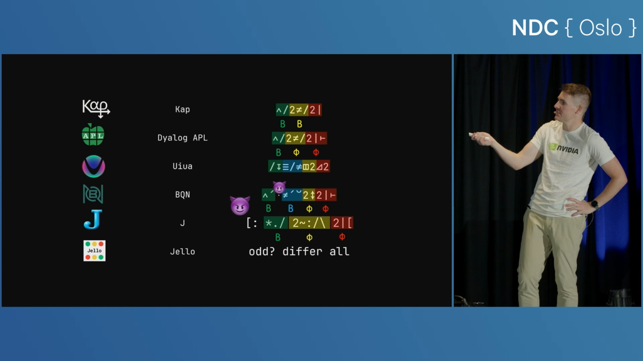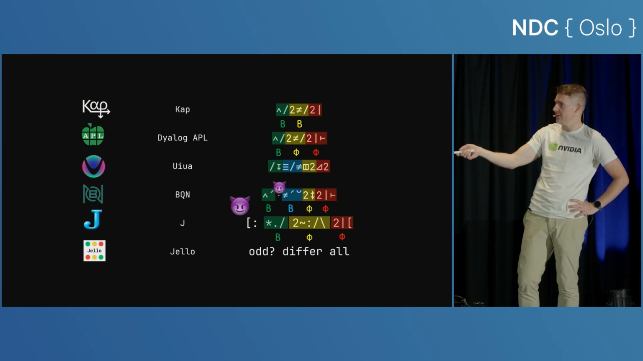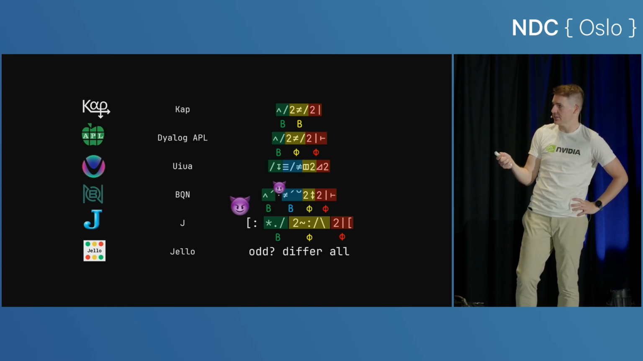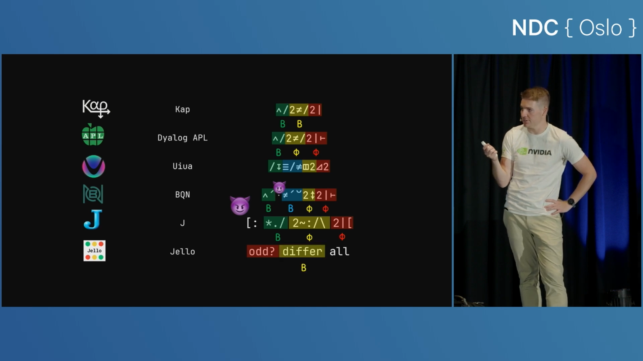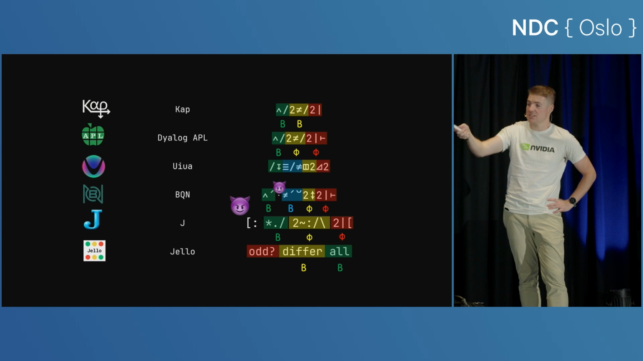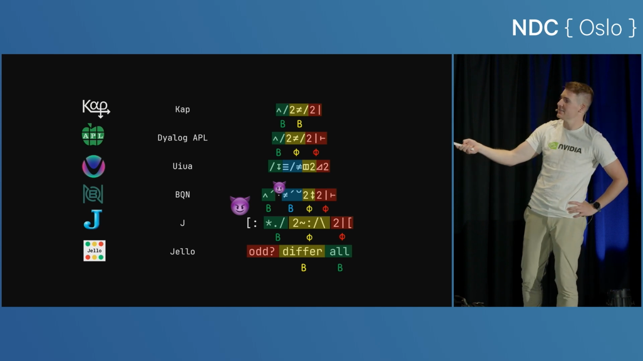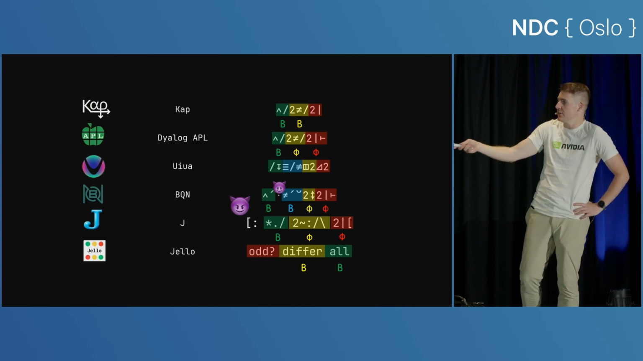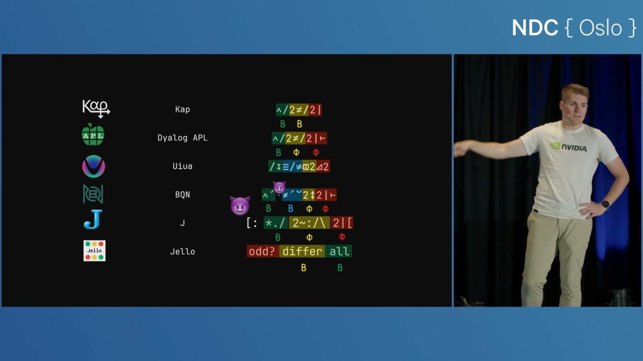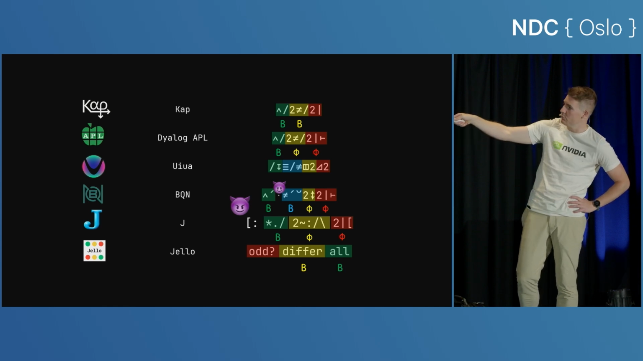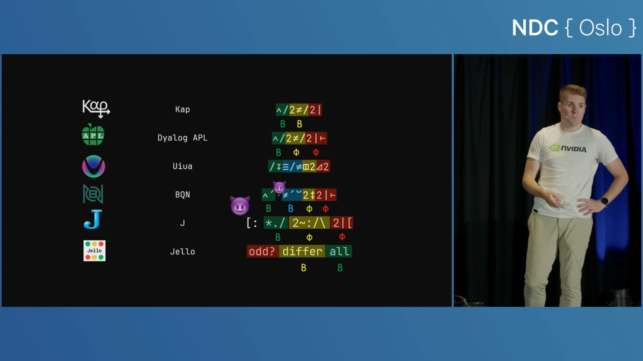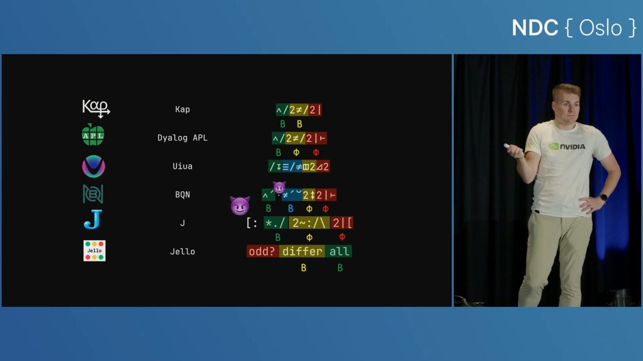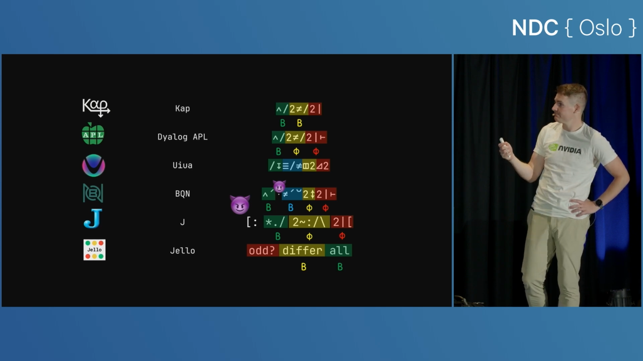And then last but not least, the only language that reads left to right of these 6 is Jelly and Jello. So odd, unary function, differ, unary function, B combinator, all, unary function, B combinator. So similar to cap, just the opposite direction. And obviously the thing you can note about the Jello code is that semantically, other than the Uiua and BQN solutions, it's identical to what the other code is doing. But it's incredibly readable and really, really nice in my opinion.